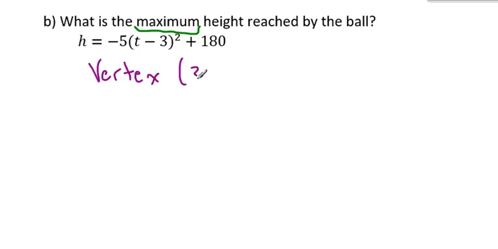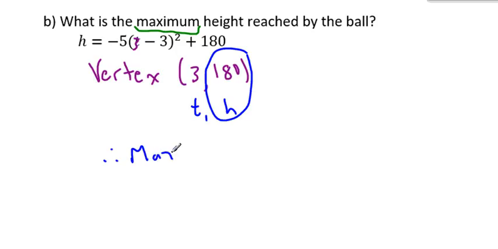The vertex is h comma k, remembering that h is actually the negative of what you see, because 3, if subbed in here, makes the bracket 0. So 3 comma 180 is the vertex. And in the vertex, normally it's x, y. In this case, it's t, h. So the height is right here. So therefore, the maximum height of the ball is 180 meters off the ground.